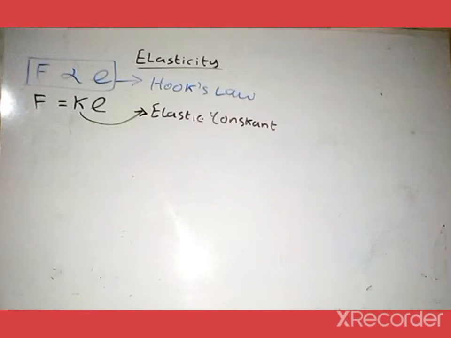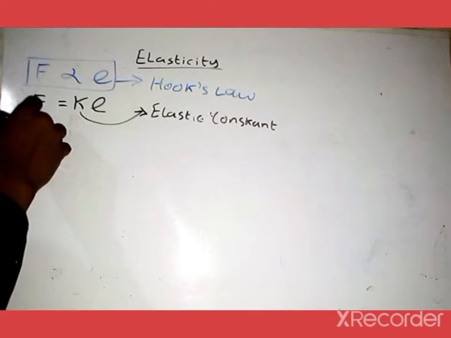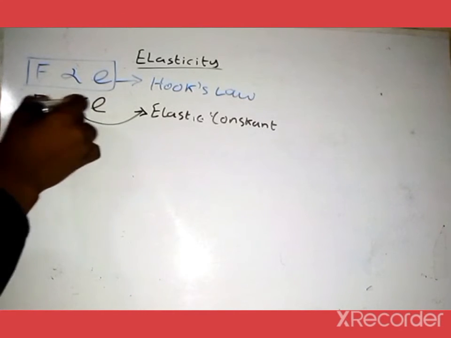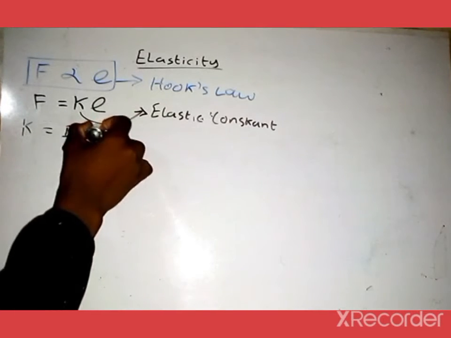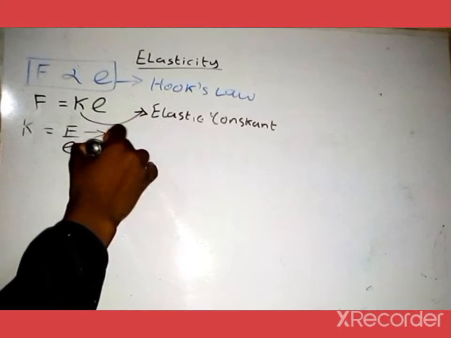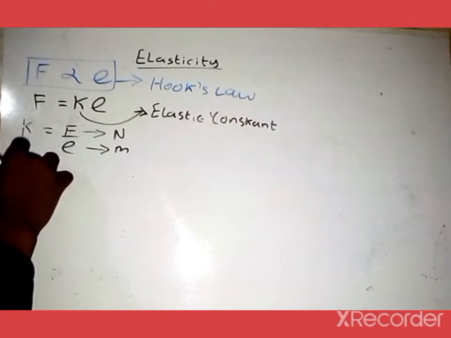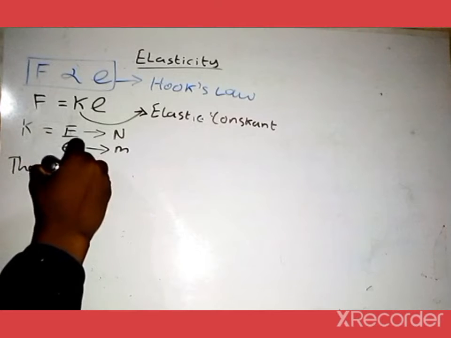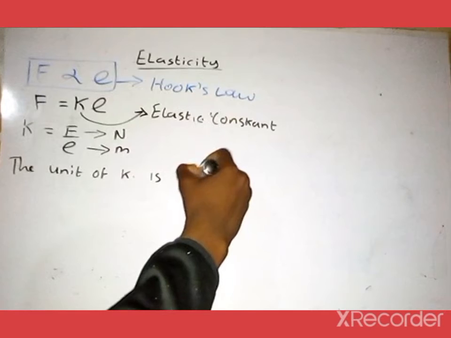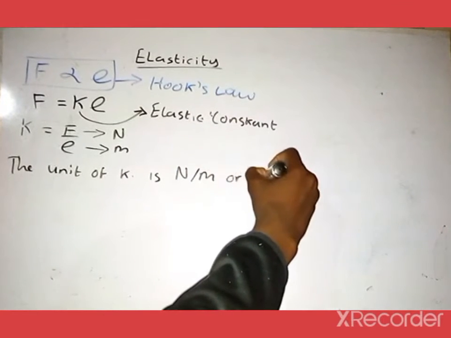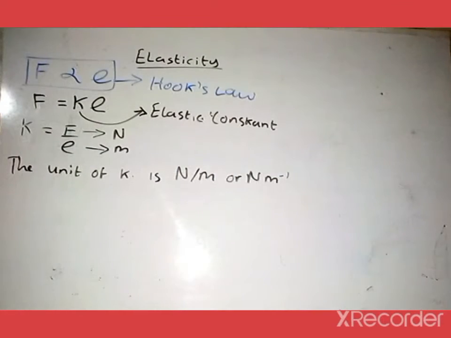Force is measured in Newton. Now, making this elastic constant the subject of the formula, we divide both sides by the extension. So we then have k equals F over e. Since F is measured in Newton and e is measured in meter, the unit of k is Newton per meter. So that's the unit of the elastic constant k.